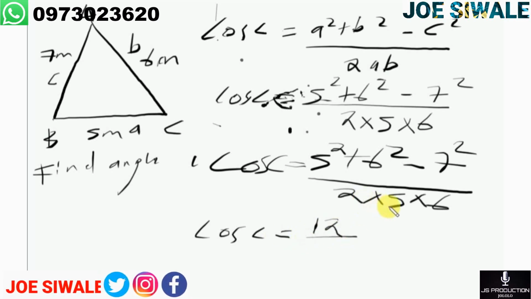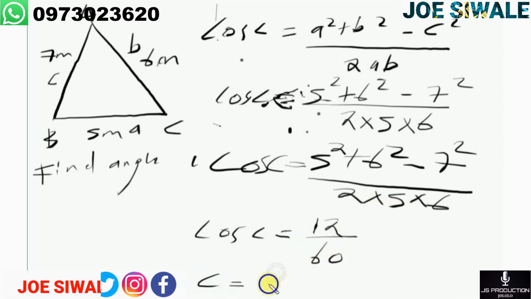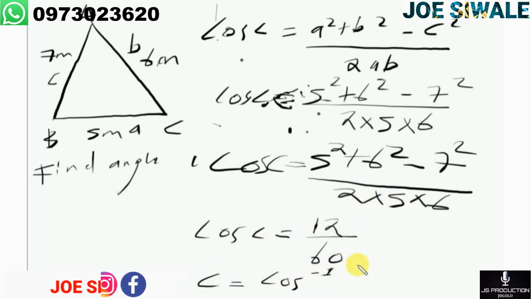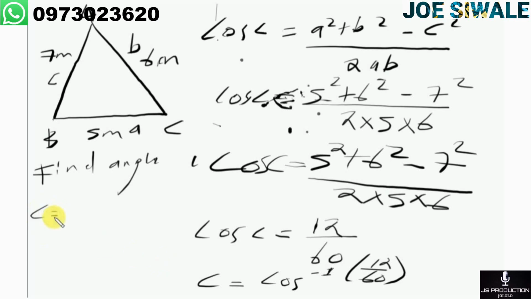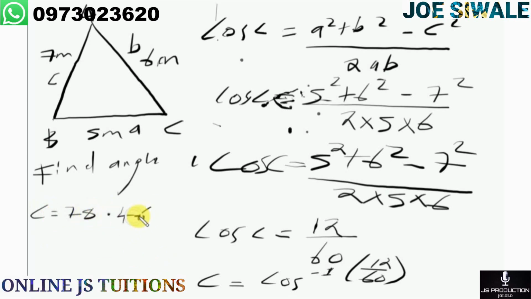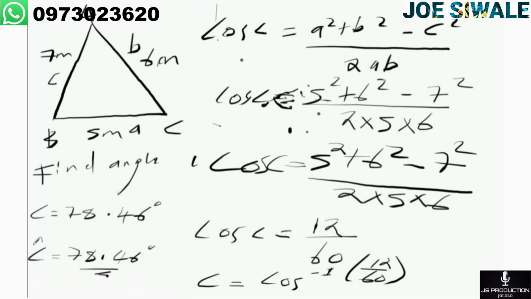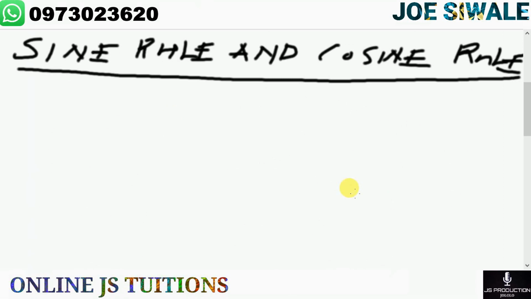So I'm having cos C is equal to, if you punch on the calculator 5 squared plus 6 squared minus 7 squared, that's going to give you 12 over, if you punch on the calculator 2 multiplied by 5 multiplied by 6, that's 60. So to find the value of C, I would say angle C is equal to cos inverse of 12 divided by 60. If you punch on the calculator cos inverse of 12 divided by 60, that's going to give you 78.46 degrees. That means that the angle that is at point C is 78.46 degrees.